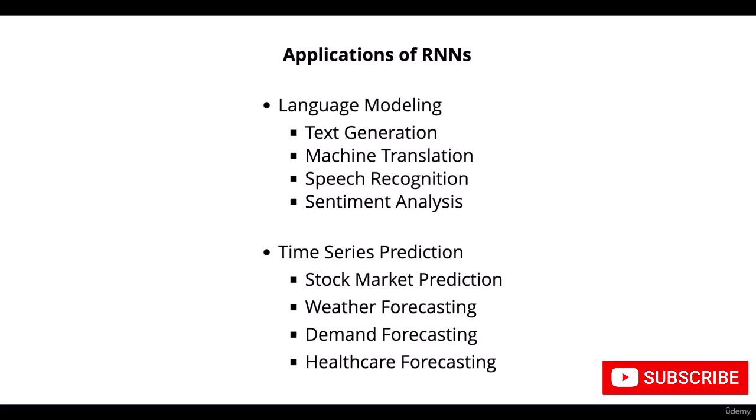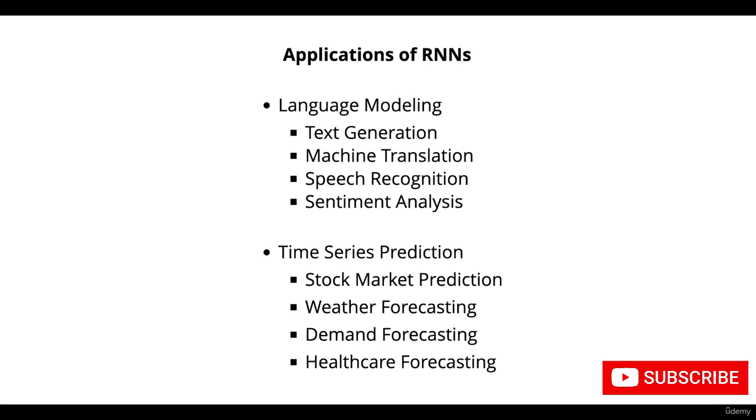So first, language modeling. Language modeling involves predicting the next word in a sequence of words given the previous words. RNNs are well suited for language modeling tasks because of their ability to capture dependencies between words in a sentence. Applications of RNN in language modeling include: first one is text generation. RNNs can generate realistic text by predicting the next word based on the context of previous words. This is commonly used in applications such as chatbots, virtual assistants, and automatic writing. And you've probably figured out where you have used it by now.